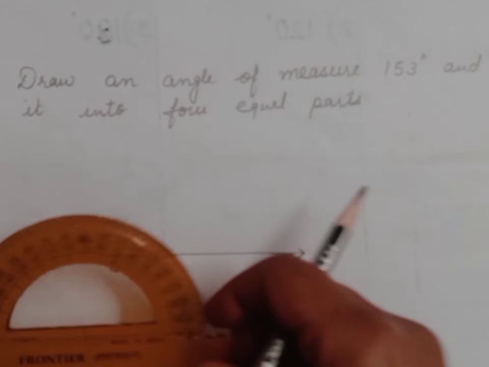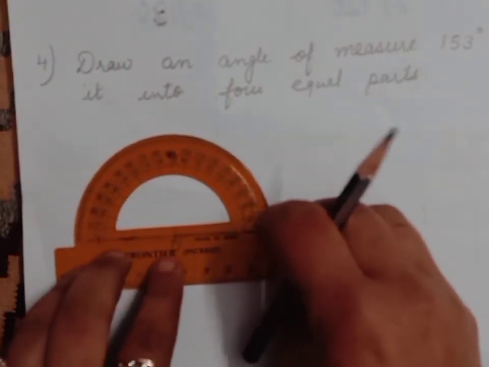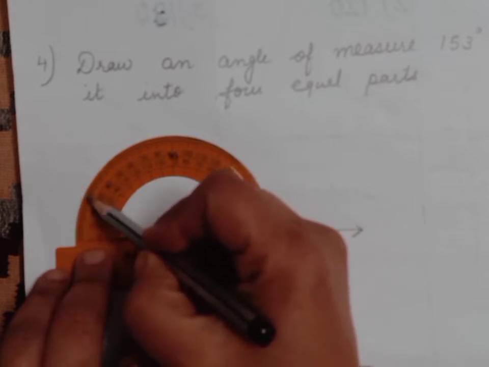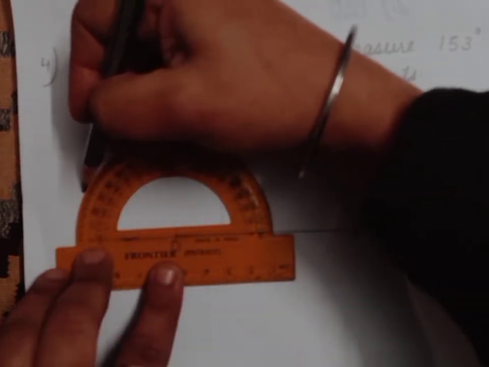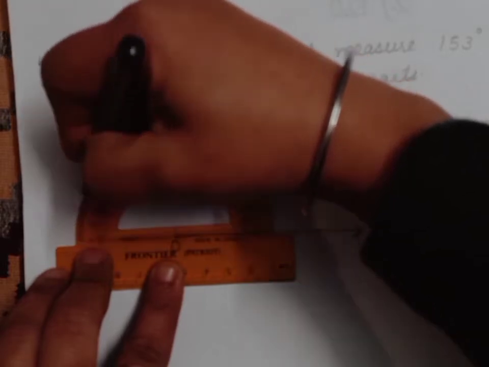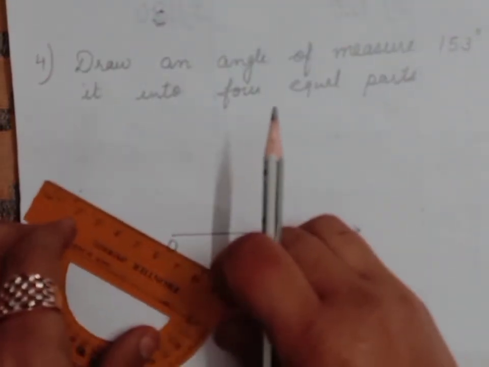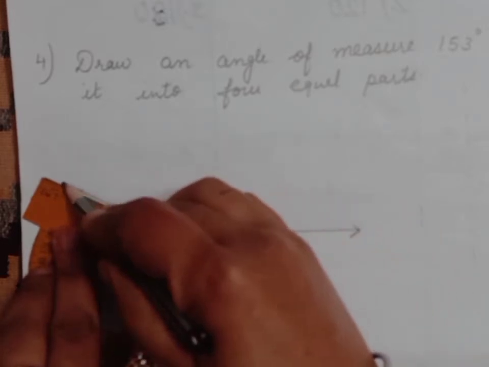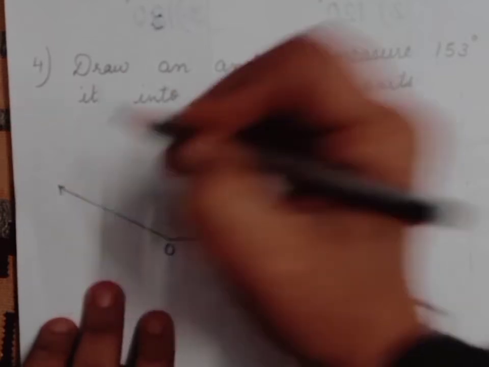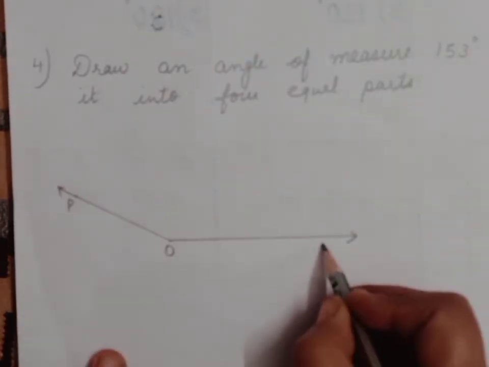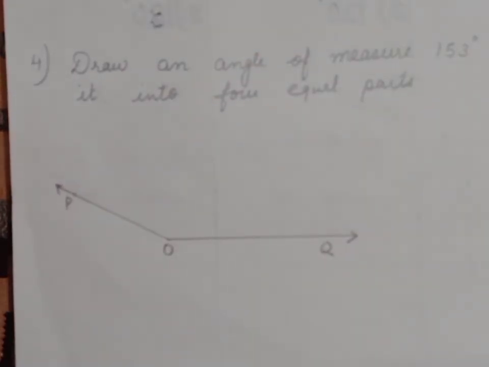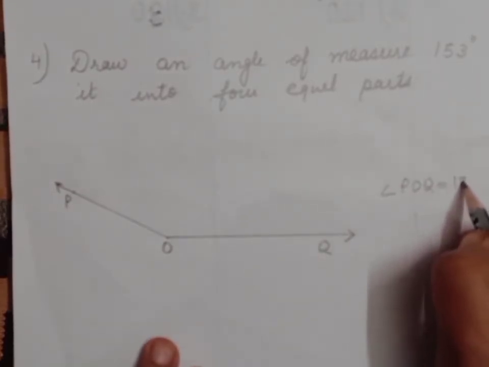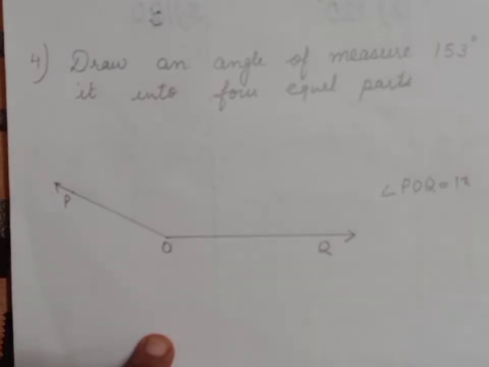Now we will draw an angle of 153 degree. You can see here it is 150. So 3 points ahead, 153 degree. Draw it properly. Join them properly. Angle POQ, this angle POQ is of 153 degree.